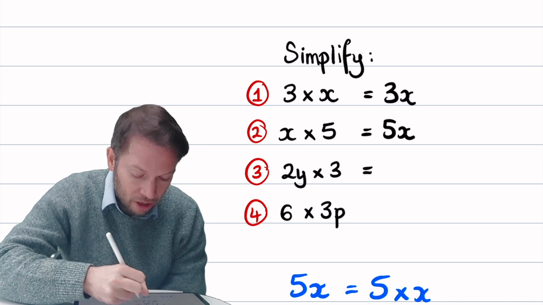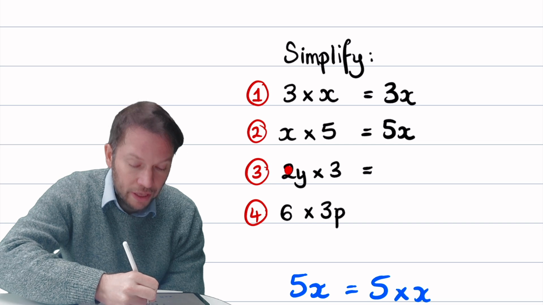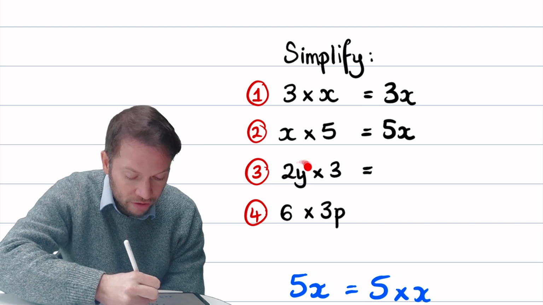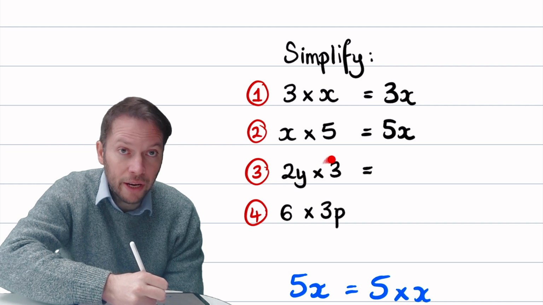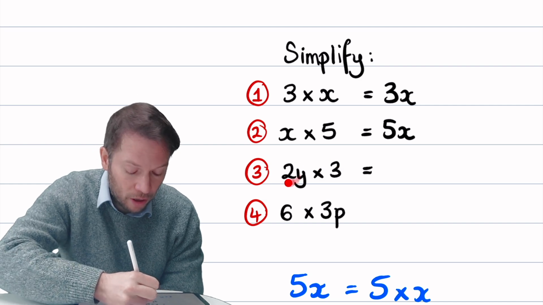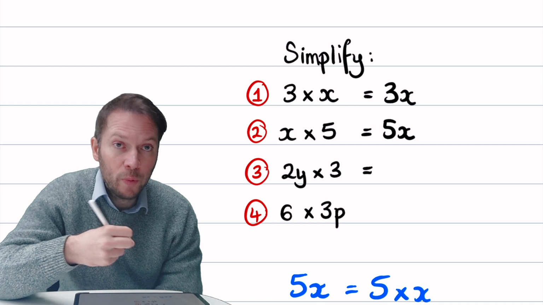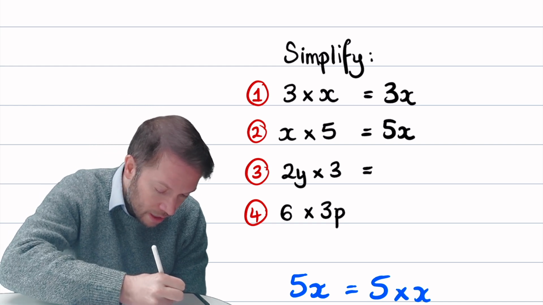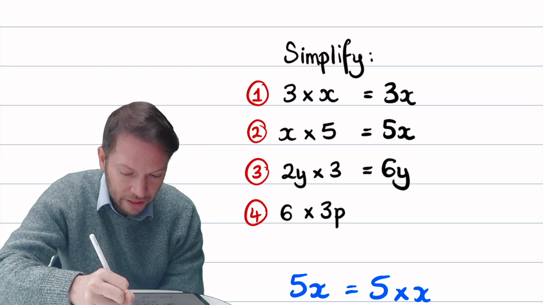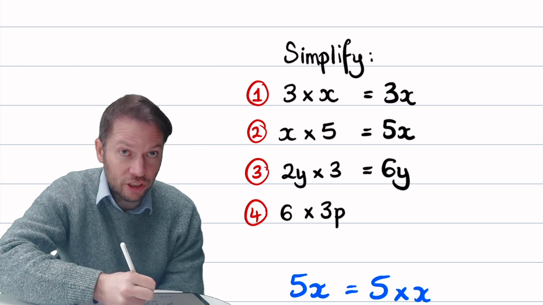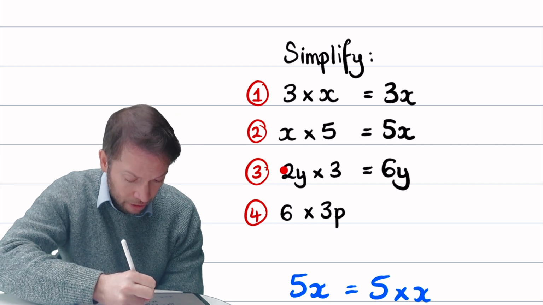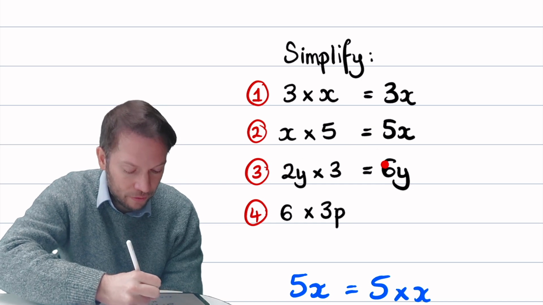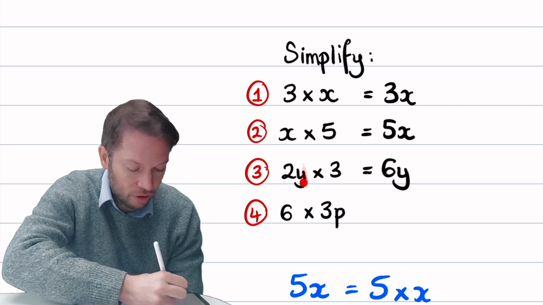What about the next one? Well, this one is a bit harder because we've got a number in front of the y. So we've got 2y, 2 lots of y, and we're timesing it by 3. Well, if we had 2 lots of y and we times by 3, we would have 6 lots of y, wouldn't we? So we're going to have 6y. But the way you can think about it is that whatever constants you have, whatever numbers you have, you multiply those together. So you've got 2 times 3 is the 6. And then you've got any variables you have, any letters. So you've got the y there.